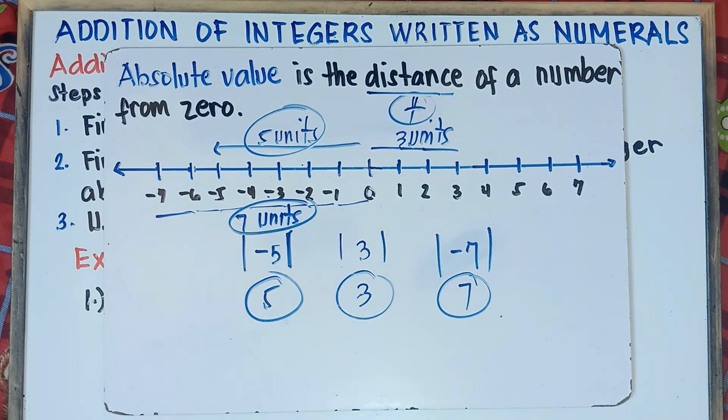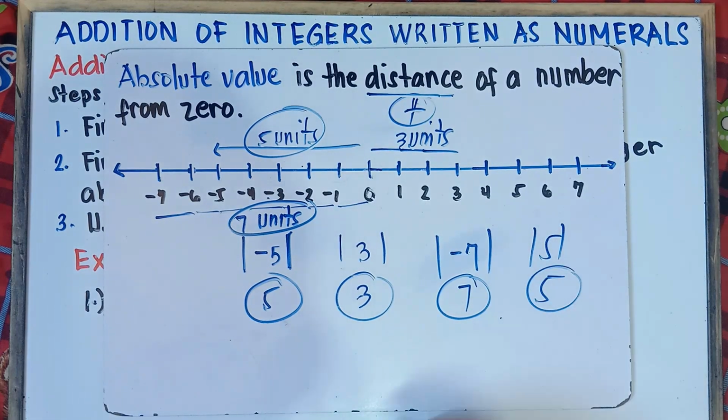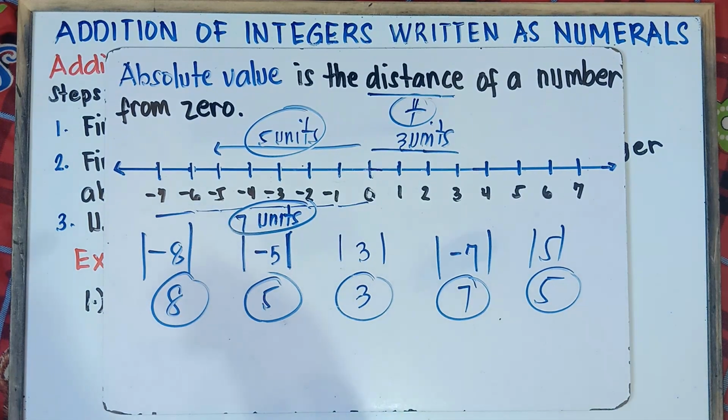Therefore class, the absolute value of a number is always a positive number. The absolute value of 5, the answer is positive 5. The absolute value of negative 8, the answer is positive 8. The absolute value of a number is always a positive number. So I hope it's clear for you class with regards to absolute value.